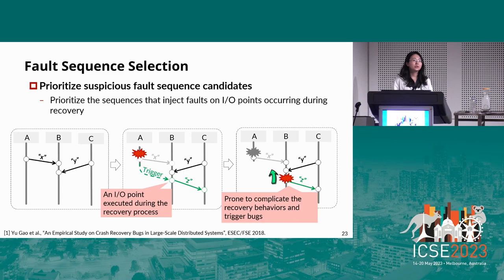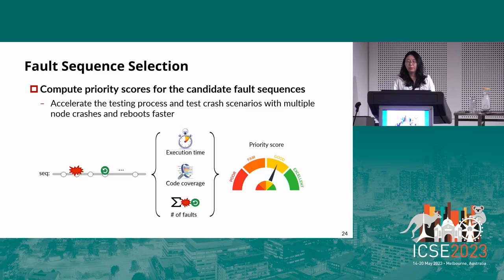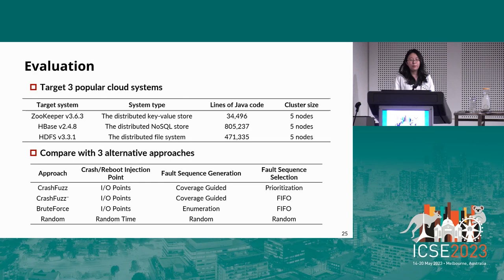For the selected candidate fault sequences, we compute a priority score for each of them by considering some metrics such as execution time, code coverage, and the number of faults. The priority scores are used to accelerate the testing process and test the crash scenarios with multiple node crashes and reboots faster. We evaluate our approach on three popular cloud systems and compare it with three alternative approaches.